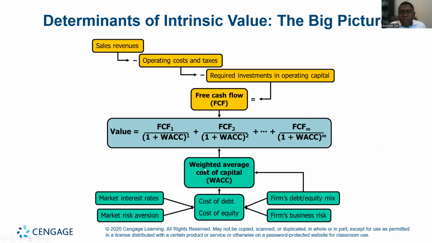Then we need the weighted average cost of capital. That is going to be the discount rate that we'll use in calculating the present value of each of the free cash flows. This weighted average cost of capital is really based on the cost of debt and the cost of equity. The cost of debt and equity is a result of the firm's debt equity mix, the firm's business risk, the market interest rate, and the market risk aversion. So that will help us in getting our weighted average cost of capital, which we now use in calculating the present value of each of the free cash flows, sum them up, and that will give us the intrinsic value of the company.